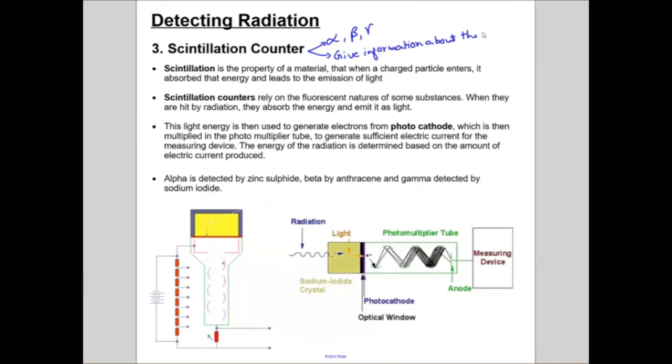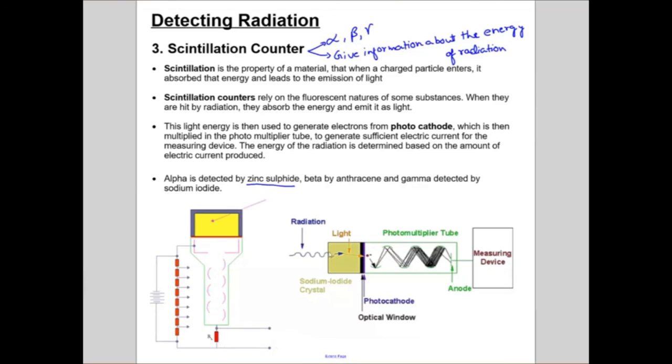The intensity or the energy of radiation. Okay. Now, I mentioned it is basically able to detect alpha, beta, and gamma radiation, but not all of them together. So alpha is detected by zinc sulfide.